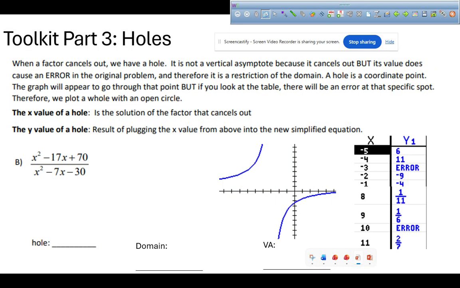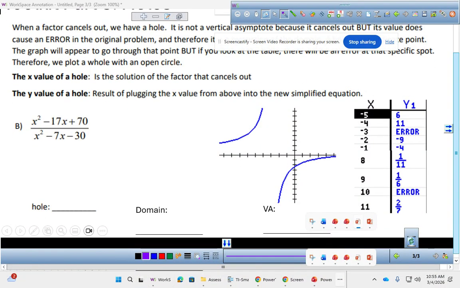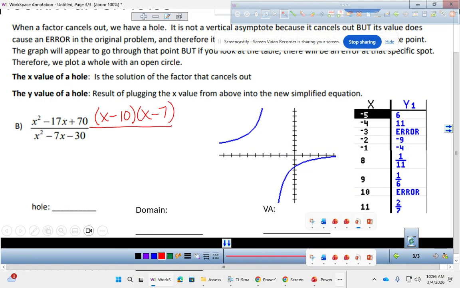Let's try another one of those. So here's another one. We're going to first factor the numerator and denominator. So I've got x minus 10, x minus 7, and x minus 10, x plus 3. Before I do anything else, I would do the domain. The domain is going to be that x can't be -3 or 10. Because there's 2 factors in the bottom, there's got to be 2 restrictions. So that domain is going to be 3 parts.